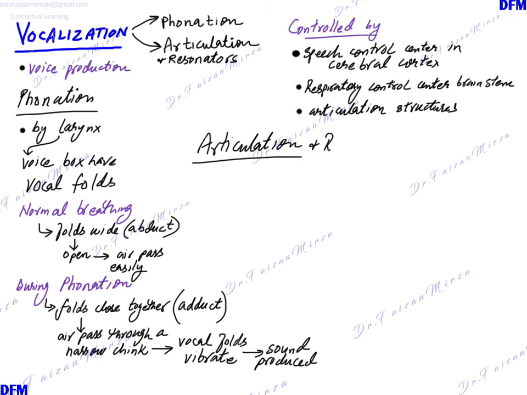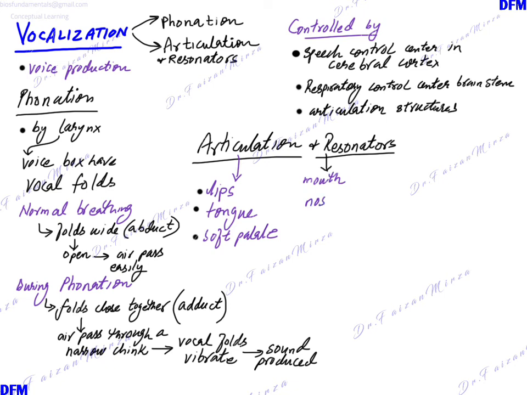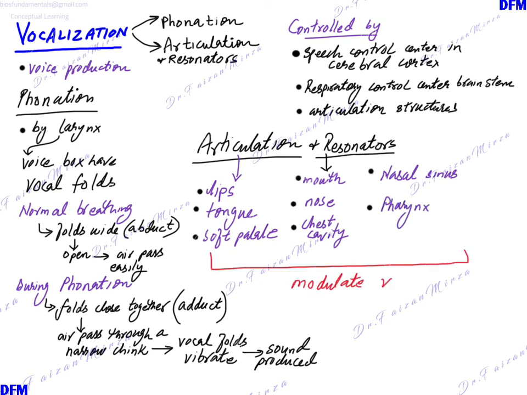How do articulation and resonators help in vocalization? The structures involved in articulation include your lips, your tongue and your soft palate. Whereas the structures of your body that act as resonators include the mouth, nose, chest cavity, nasal sinuses and pharynx. All these articulation and resonator structures modulate the voice quality and pitch.